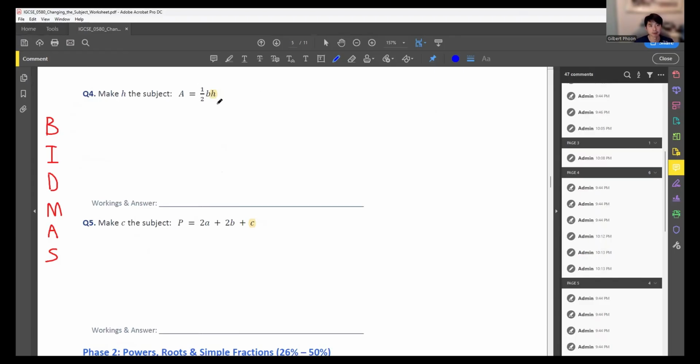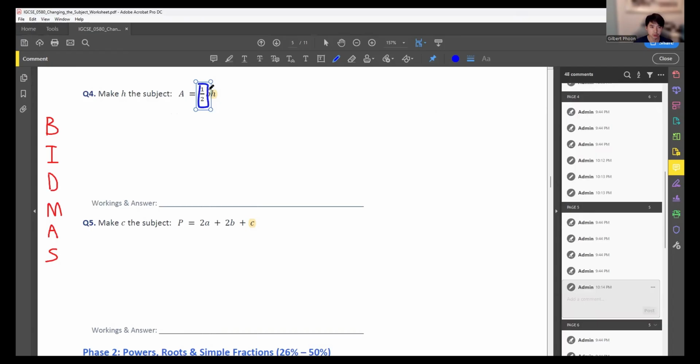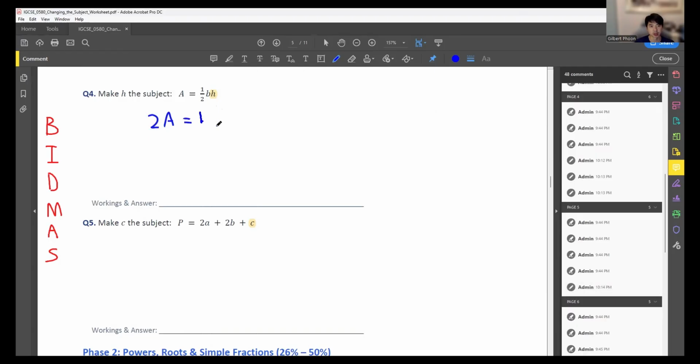In this case here, everything is a multiplication. So I can bring everything over as a division. But before I do that, I would not do it like this, because this is what I said by dividing everything, right? Instead, I would choose to deal with the fraction first. 1 divided by 2, bring the divided by 2 to the left-hand side is actually 2 times A equals BH, right? Then H is just 2A over B.